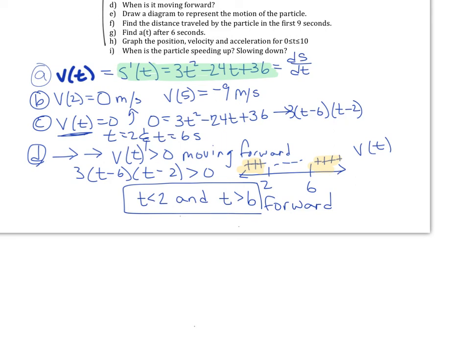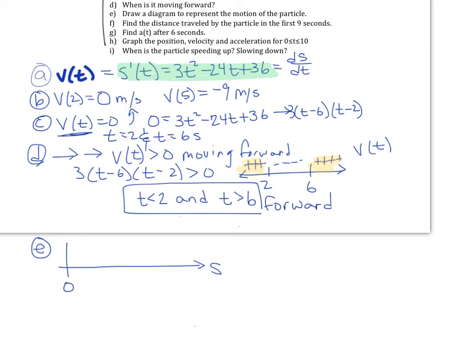Now let's look at part E. Part E says, draw a diagram to represent the motion of the particle. So here's our diagram. This is how we draw these diagrams. Down here is going to be position. So the position 0. From what I found out right here, when t is less than 2, so at 0, I'll be moving forward all the way out to 2 seconds. At 2 seconds, I get a position right here.